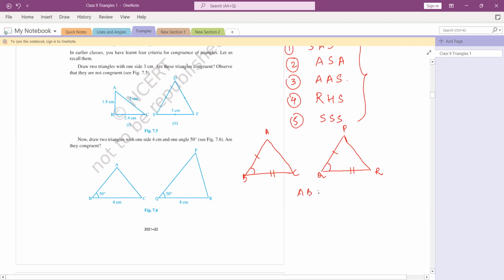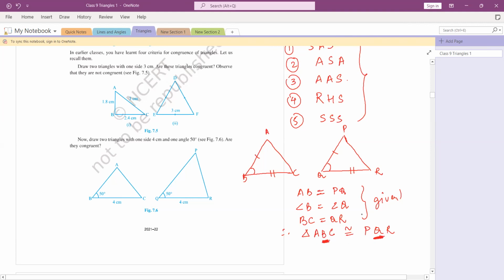So AB is equal to PQ, given. Angle B is equal to angle Q, given. BC is equal to QR. Everything I've already given to you. And therefore, triangle ABC is congruent to triangle PQR. Now you can see very clearly the angle is formed at B, and in this case, the angle is formed at Q. So it is in the middle, ABC, PQR.